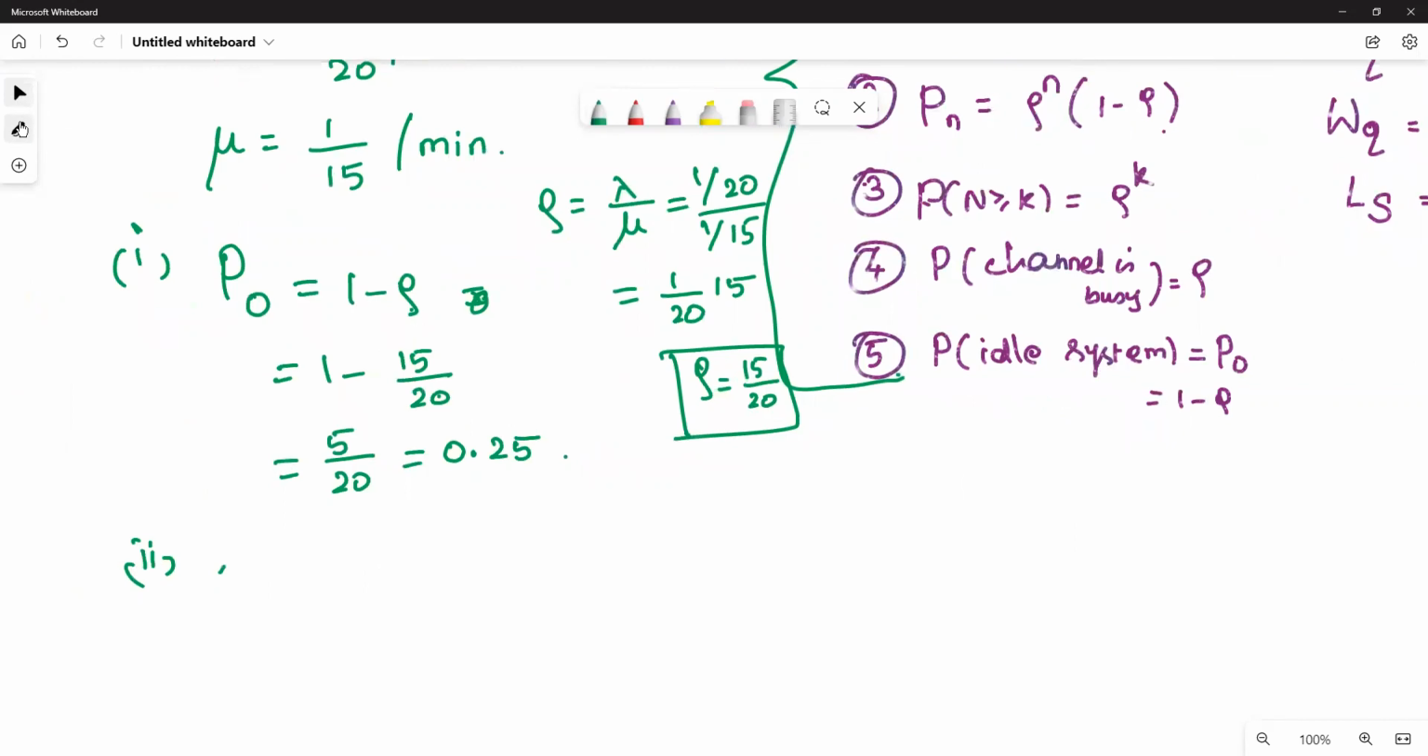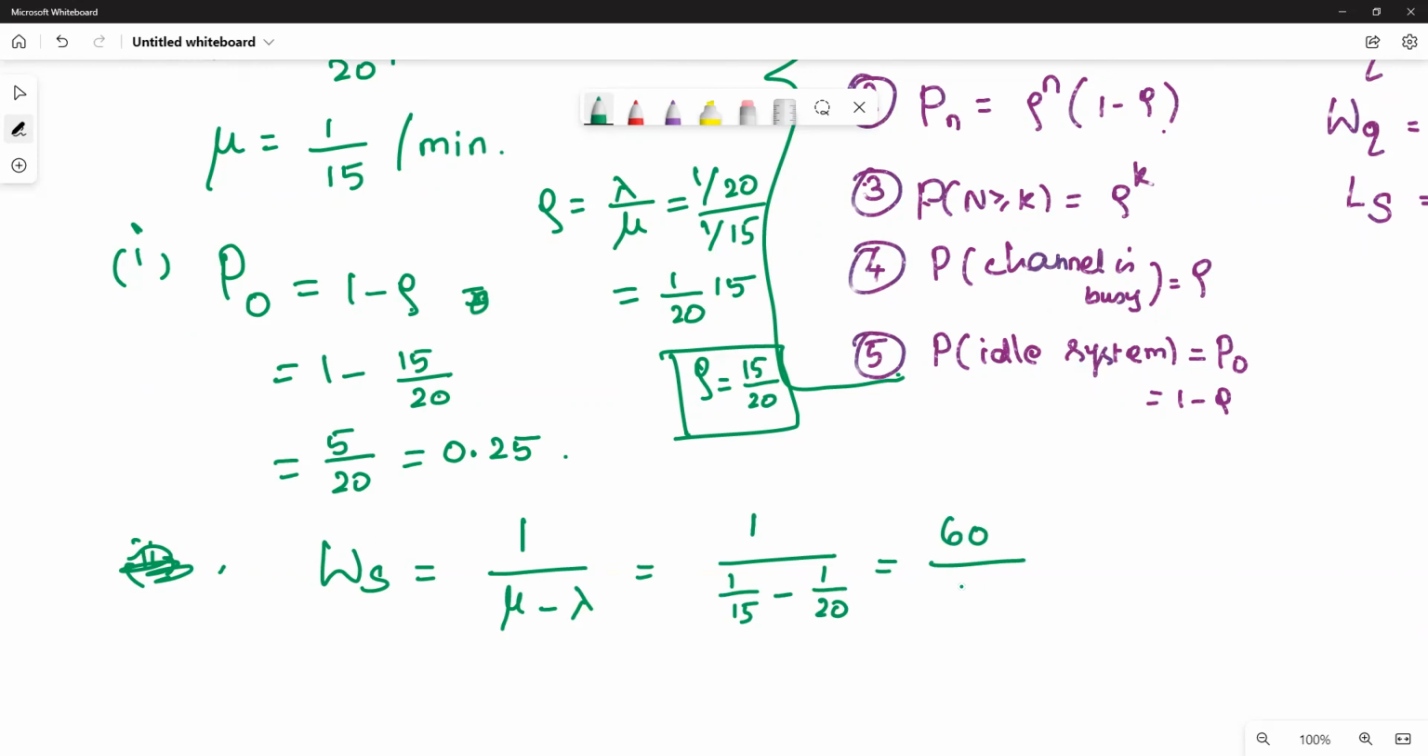So whatever is being asked, first we'll find WS. What is the formula for WS? 1 by mu minus lambda. That is, 1 by mu is 1 by 15, lambda is 1 by 20. Taking 60 as LCM and reciprocating it, it is 60 minutes. Till now, we are just proceeding with minutes. Okay, subdivisions whenever needed, we'll convert it.